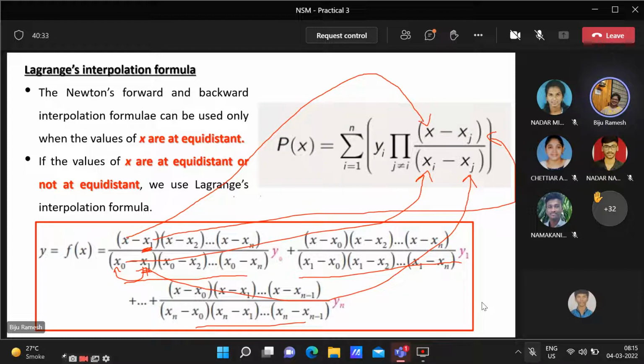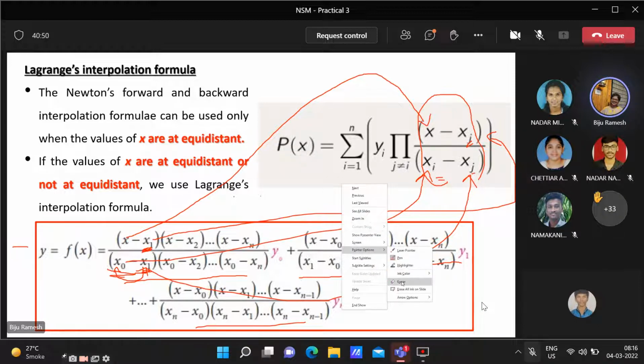If you see here, this and this will not be the same, because if they are the same, it will be divided by 0. That is how this formula is being formed. Now, why is this j and why is this i? Let us come to that. Let me erase it once again.